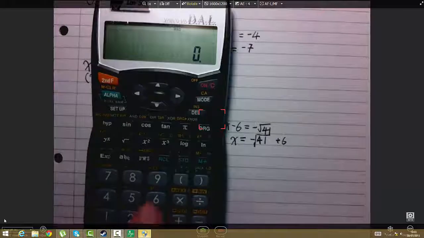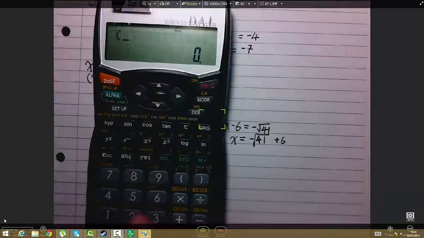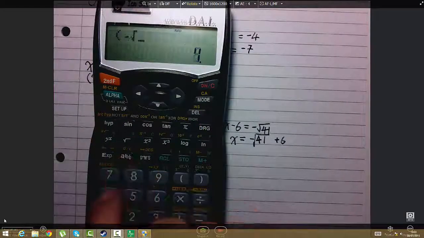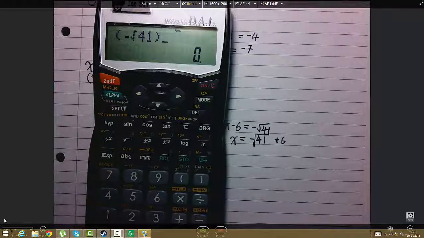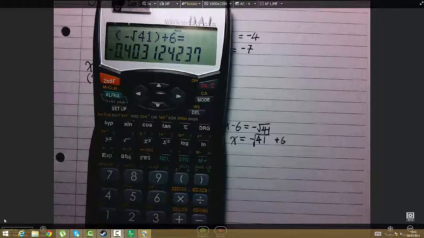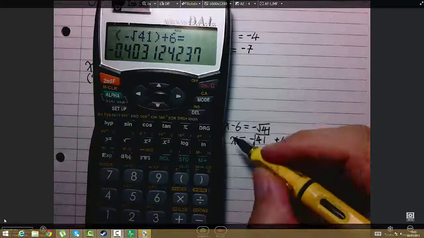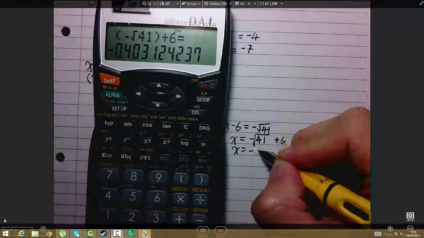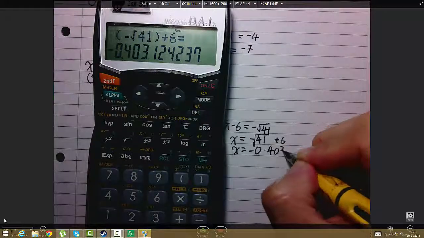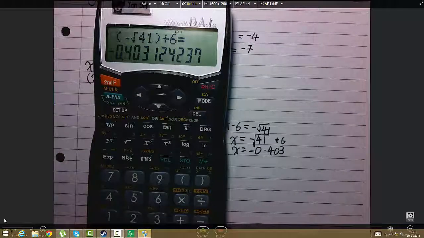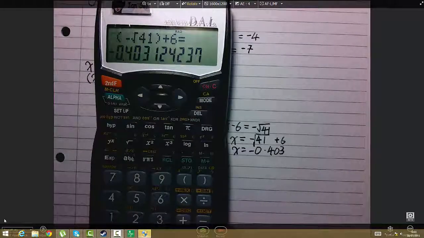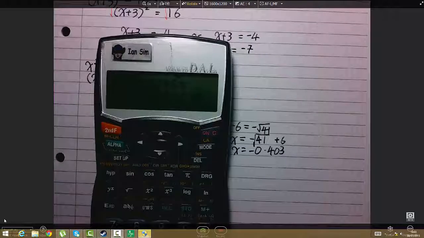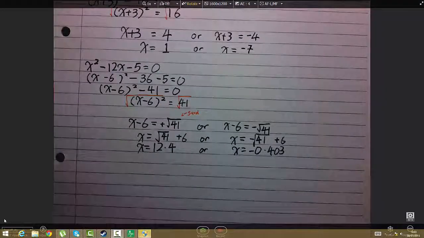So what I do here is this. I will do bracket, negative square root 41, plus 6. I key like that. I get negative 0.403, correct to 3 significant figures. So I get x = −0.403. And that concludes this part on solving a quadratic equation using the completing the square method.